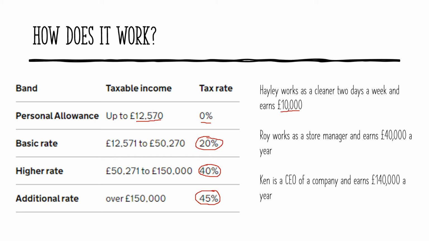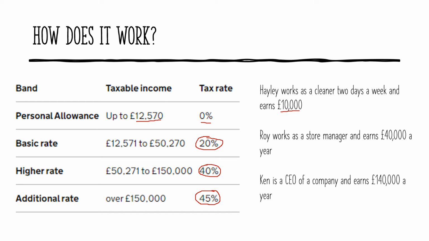Okay? Ken is a CEO of a company and earns £140,000 a year. He's entitled to that as usual, the same. He's entitled to that, £12,570. Up until £50,270, he pays 20%. And then the rest of his income, whatever that is, probably roughly £90,000, he'll pay 40% on.